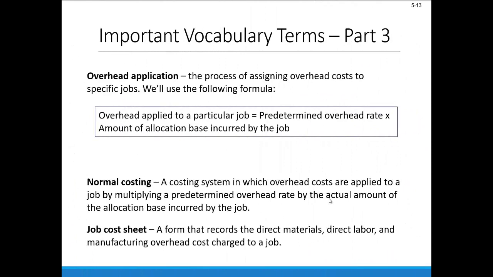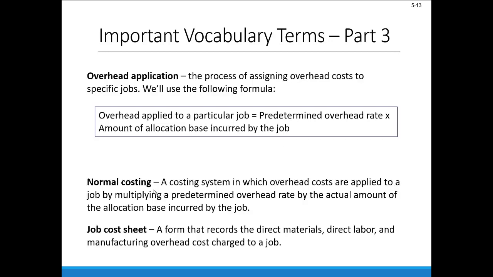Overhead application is just the process of assigning or applying overhead costs to specific jobs. We're always using the same mechanism to do that. I don't love using the word formula here because it's not really a formula per se, but we just take the predetermined overhead rate that we've already calculated at the beginning of the period and then multiply it by the amount of the allocation base incurred or used by the job during the period. That's how we're always going to apply overhead.